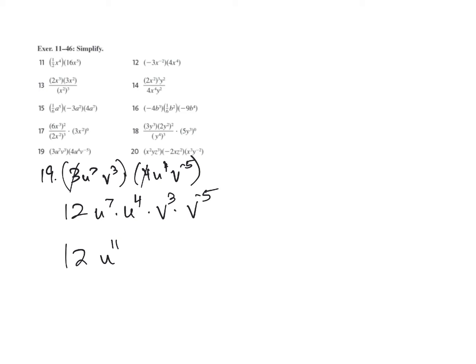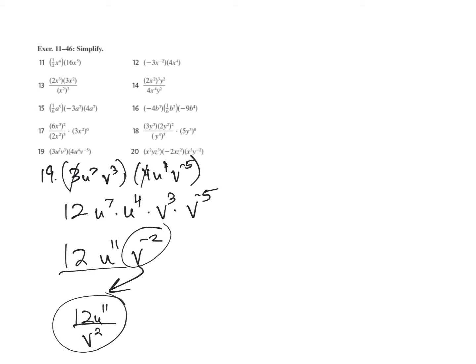You add when you multiply like bases, times v. 3 plus negative 5 is negative 2. So this would be done except for the negative exponent. That needs to go to the denominator. So your answer should be 12u to the 11th all over v to the positive 2. And that's your answer. Excellent. Number 20.